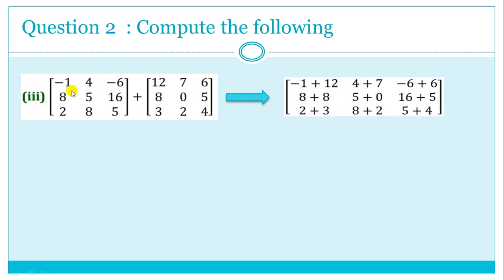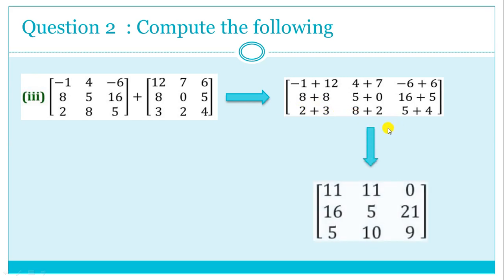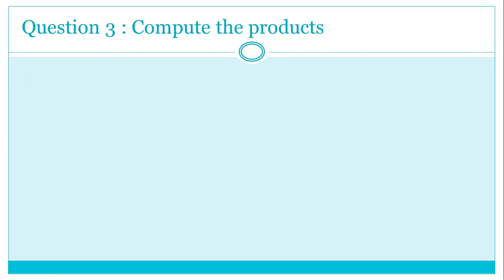-1 is added with 12, 4 is added with 7, -6 is added with 6, 8 is added with 8, and so on. Again, during addition and subtraction, the order of the resulting matrix is equal to the order of the matrices that were added or subtracted. So if we are adding two matrices of order 3 by 3, then the resulting matrix will also be of order 3 by 3. And after adding them, this is the result that we will receive. Simple addition, simple logic. Okay.